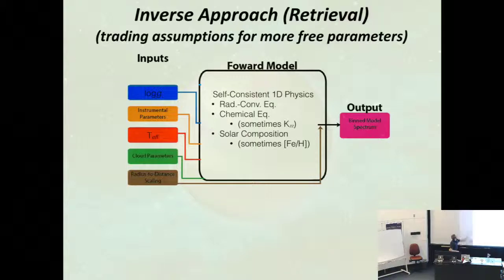So the approach that I focus on is this inverse approach or retrieval approach that basically trades off these assumptions of the physical processes happening in the atmosphere for more free parameters, right? If you don't like the way something's fitting, just add more parameters. That's kind of the game we play. But there's some science to be gained in there.